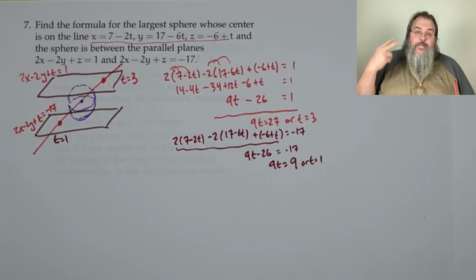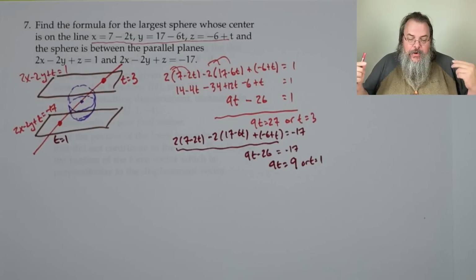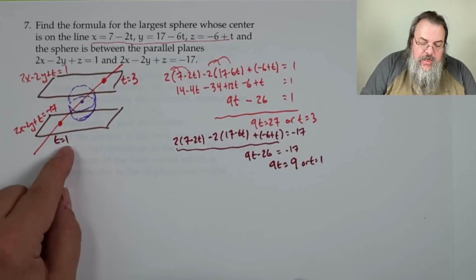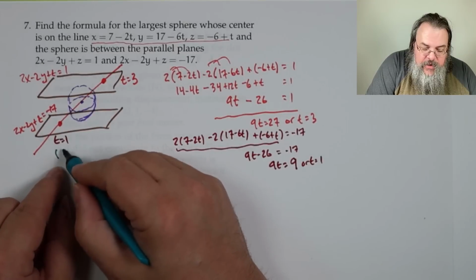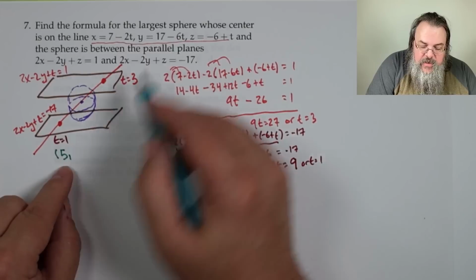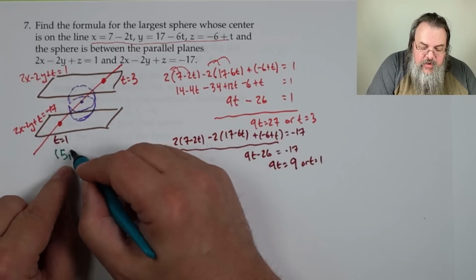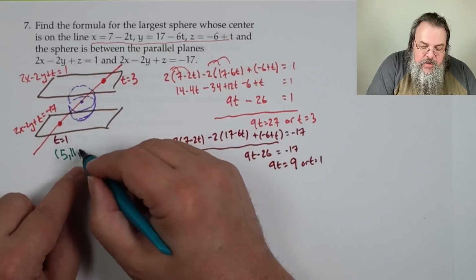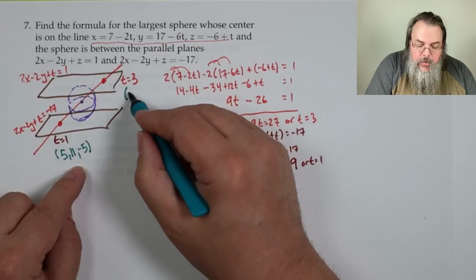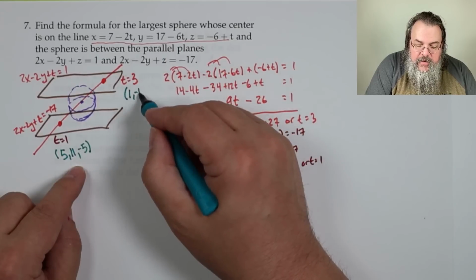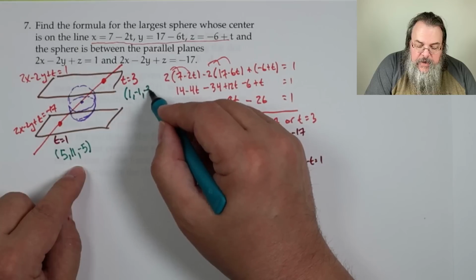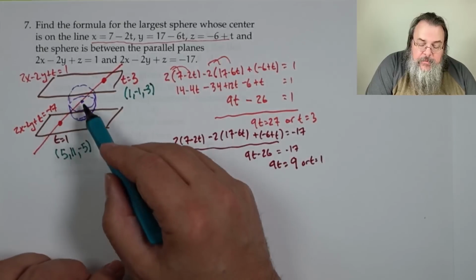Now, two approaches. Approach 1. We can plug in our points. If we plug in, at t equals 1, this would correspond to the point 5, right? 7 minus 2, comma, 17 minus 6, 11, and negative 6 plus 1, negative 5. Up here, plug in 3: 7 minus 6, 1, 17 minus 18, minus 1, and then negative 6 plus 3 makes negative 3.